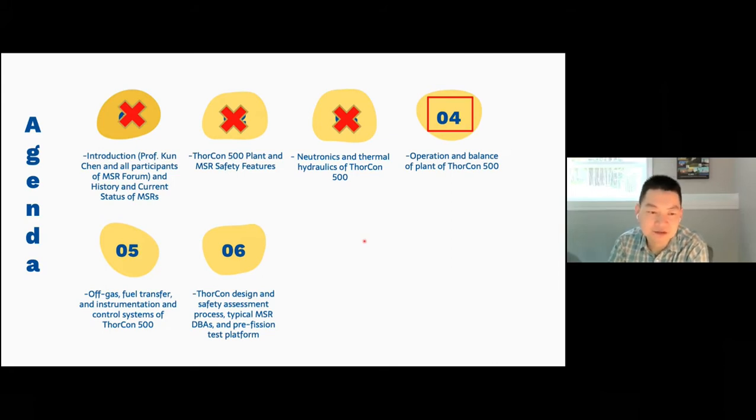So in the next 2 weeks, we're going to go into the details of each individual system. In week 6, we're going to talk about the DBAs and safety analysis, which will be based on the normal operation. And Bob and I just talked before we started. We may have a week 7 session to answer the questions that everyone had.